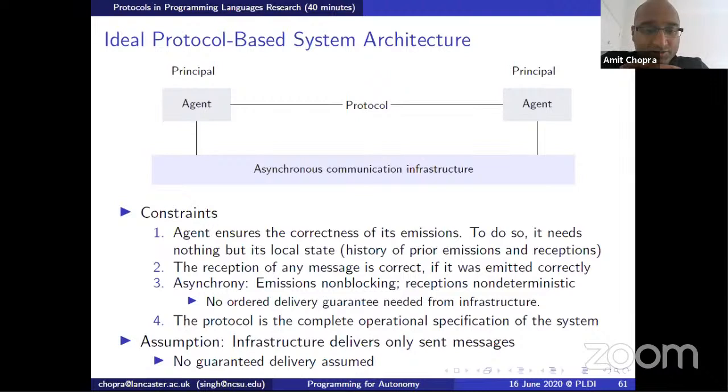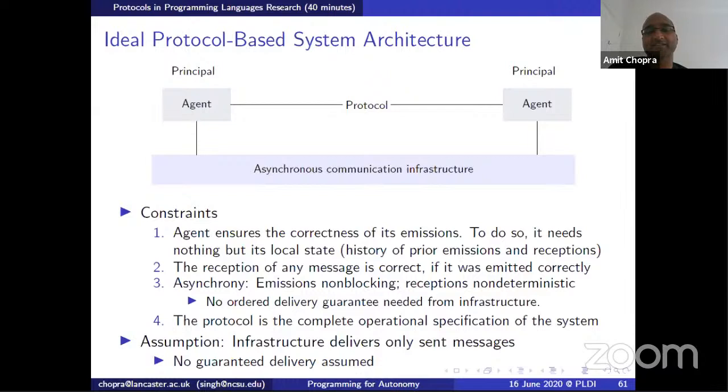Because the agent can ensure the correctness of its emissions locally, it can emit a message anytime it wants without waiting to synchronize with the receiving party. And two implies that receptions are non-deterministic. A message is received when the infrastructure delivers it, whenever the infrastructure delivers it. An agent never has to schedule a reception. And three means that, in particular, no ordered delivery guarantee is ever needed from the infrastructure.